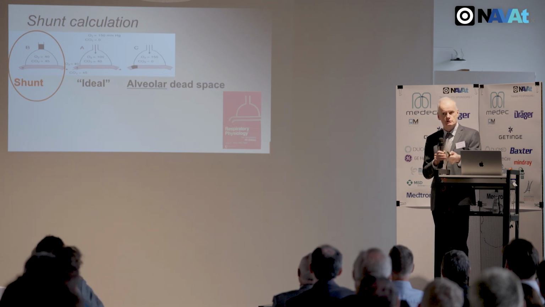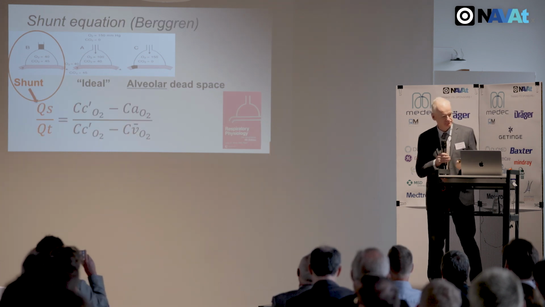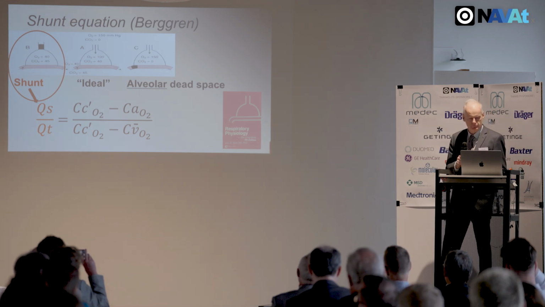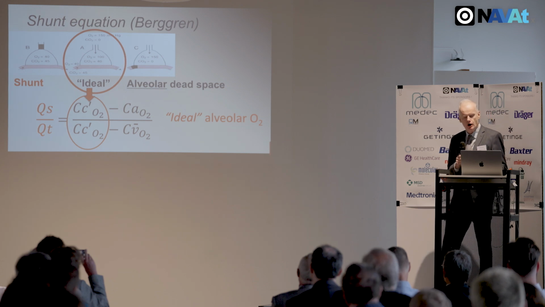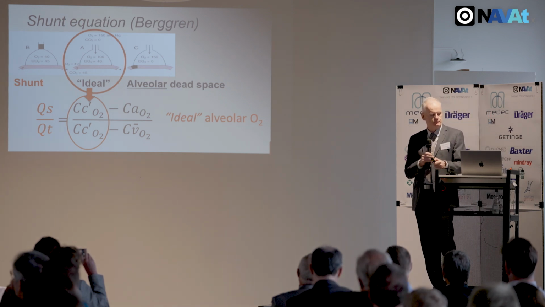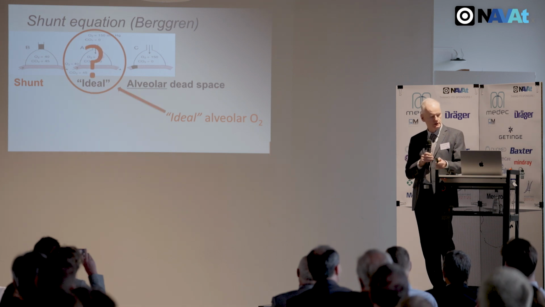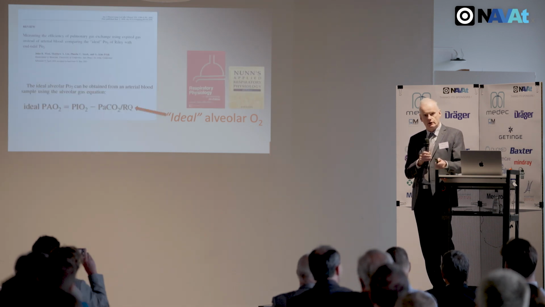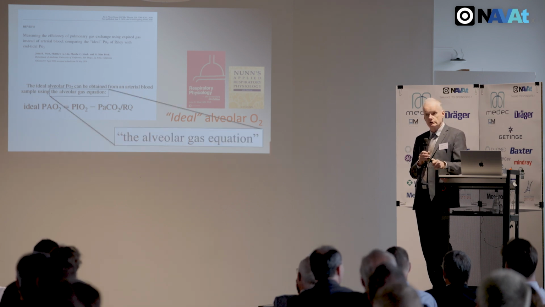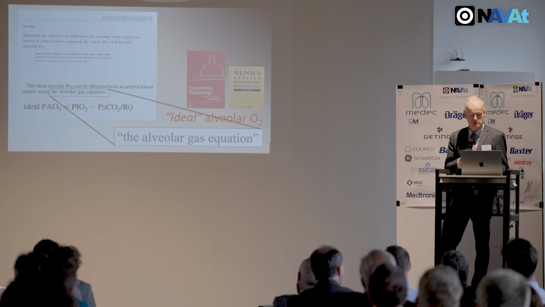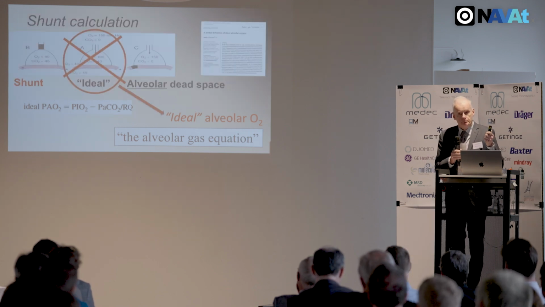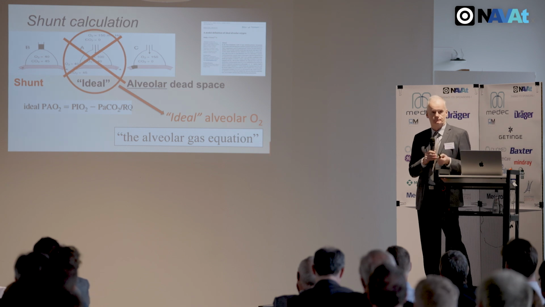But it gets worse, because you have the same problem with shunt calculation. So the shunt equation tells us that, and you'll be familiar with this, we need to know ideal alveolar oxygen content and partial pressure to calculate shunt fraction using the Berggren shunt equation. Trouble is, we don't know what's in that ideal compartment. There's an equation which we get taught, which is the ideal alveolar gas equation, which we're told allows us to estimate ideal alveolar oxygen in that compartment. But that's not true. It's never been true.